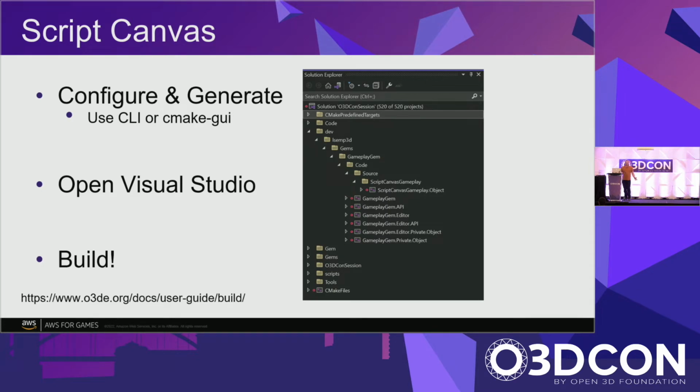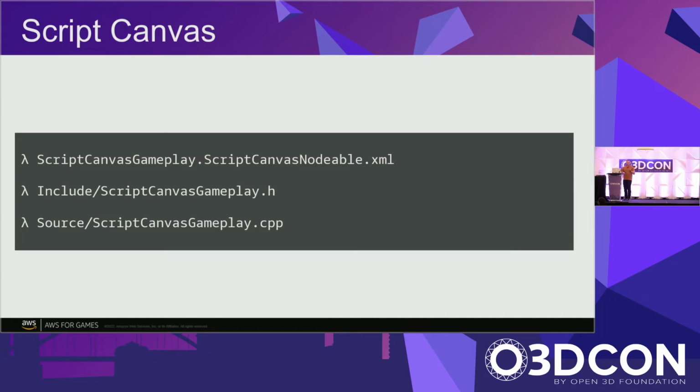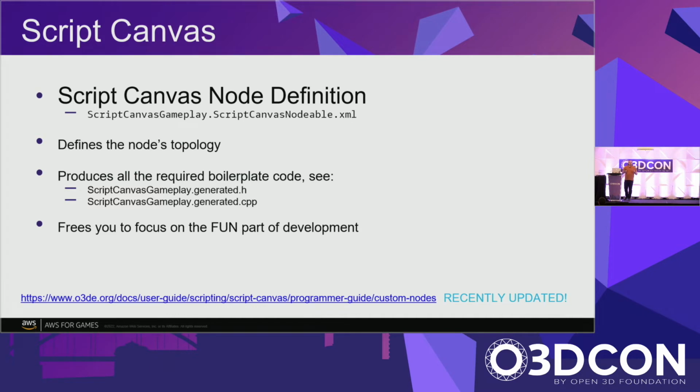But once you build all this, these are the three key things that we're going to look at. We'll have a generated Script Canvas XML file. This will be the node definition. It'll have all the topography of your node, and we'll go into detail. And it'll generate a header and a CPP file that will be pre-configured for you to start focusing on the fun part, which is developing your node and not writing all the boilerplate.